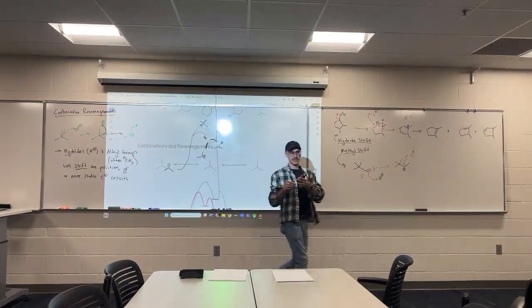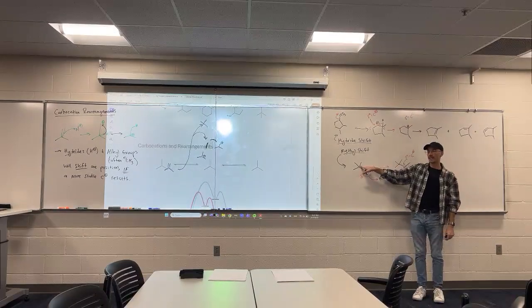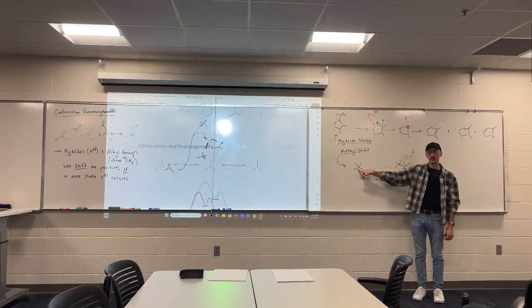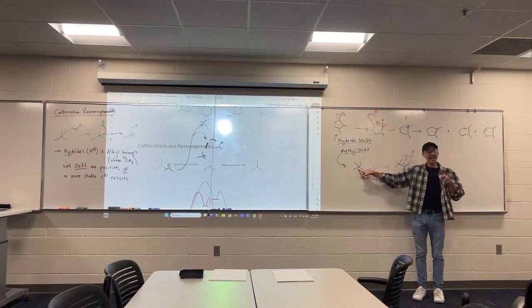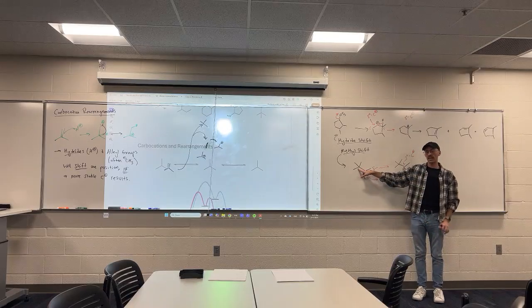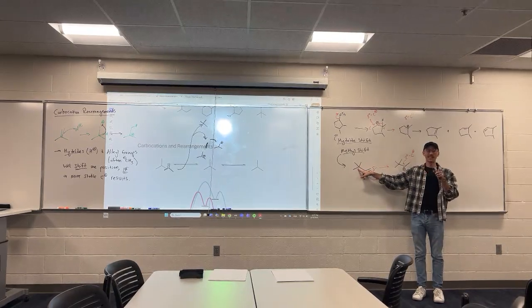CH3 minus. First of all, would I still have a quaternary carbon after that methyl shifts? It's losing a carbon, and it would have a positive charge left on it in the wake of the methyl group moving. So what would it be? A tertiary carbocation.